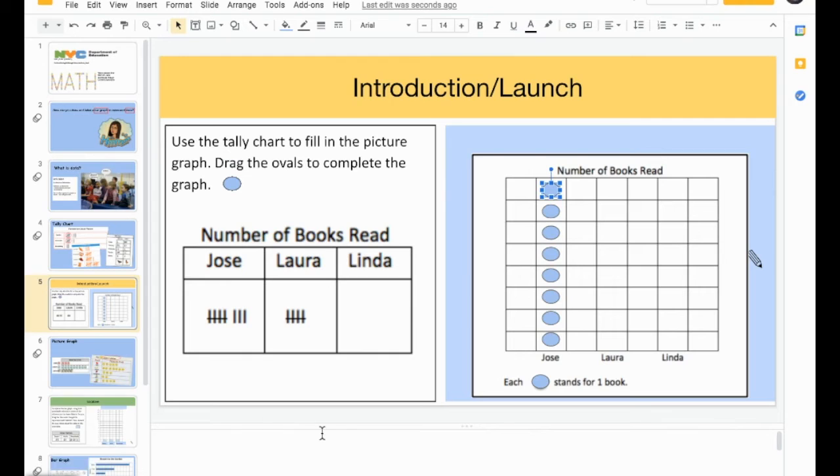I fast forward a little bit. Now I'm going to look at Laura. She only has 5. She only read 5 books.